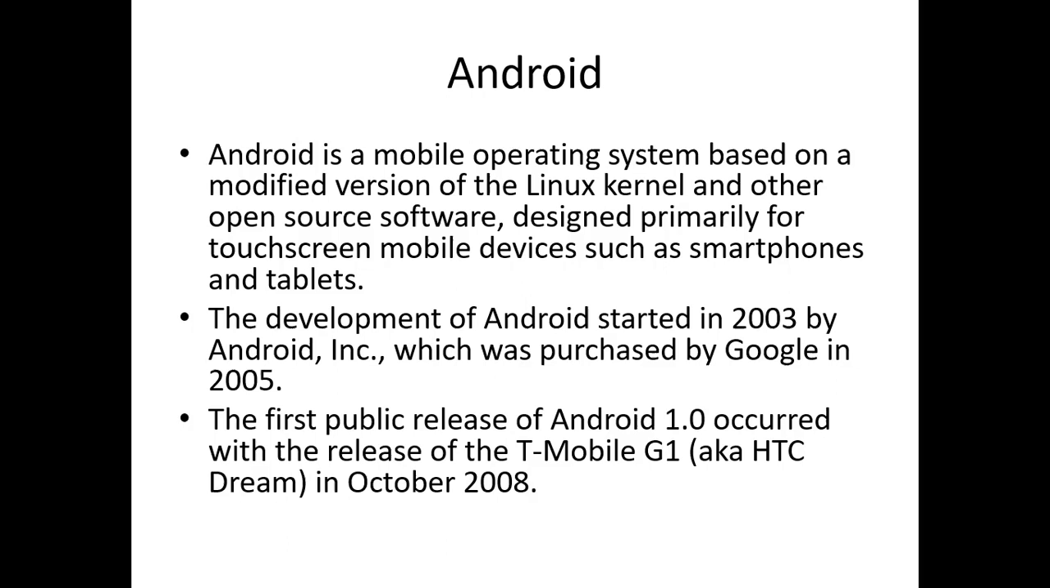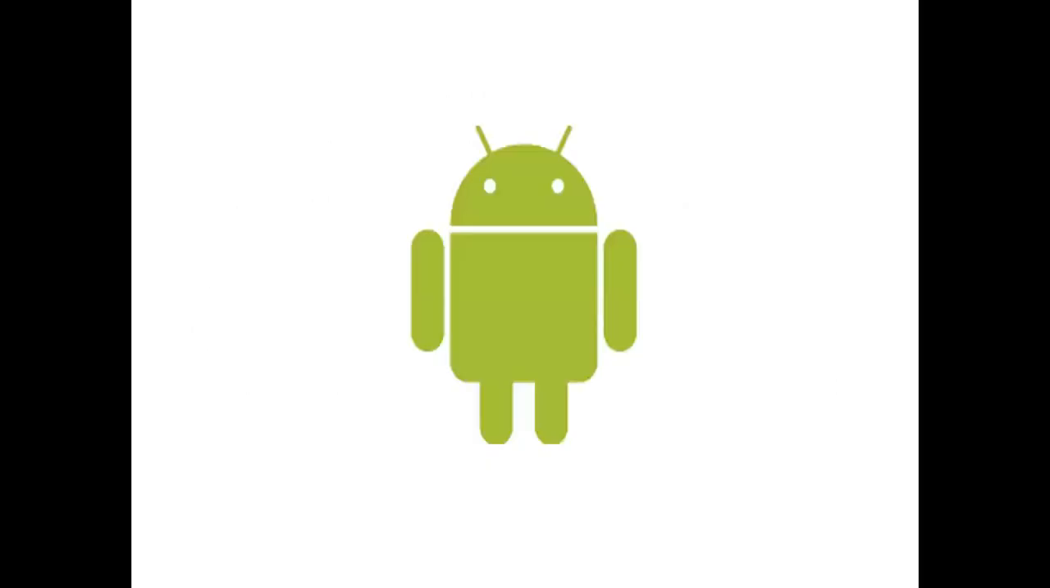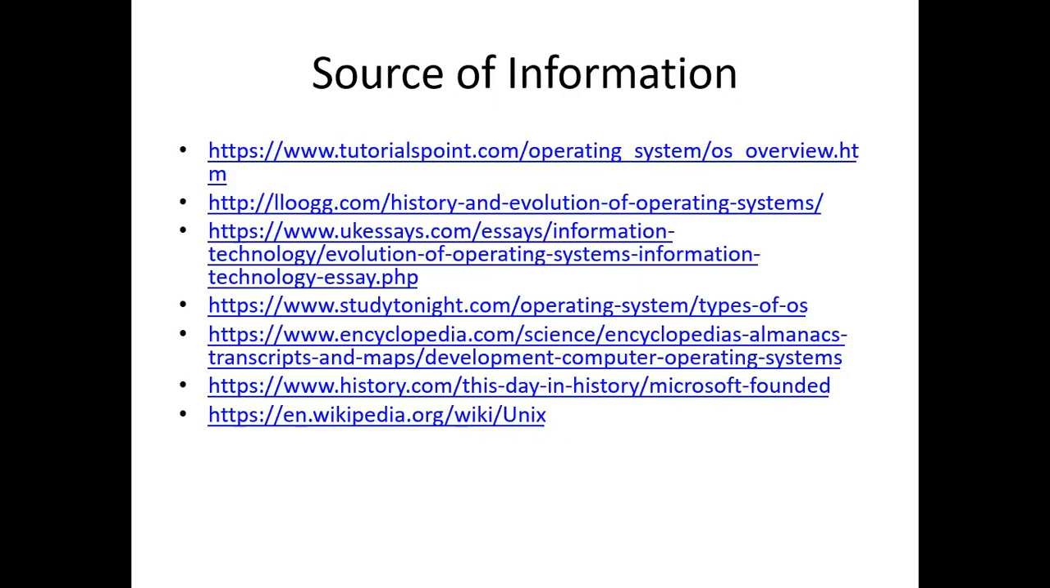The development of Android started in 2003, and it was purchased later by Google in 2005. The first public release, Android 1.0, occurred with the release of the T-Mobile G1, which is also called the HTC Dream, and this was released in 2008. And that is the sign of Android, and this is where we got the information that we're currently talking about. So you can actually go and read further.